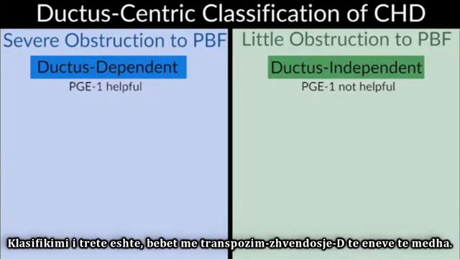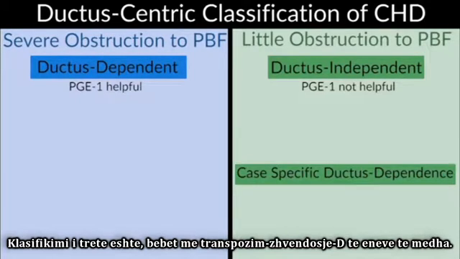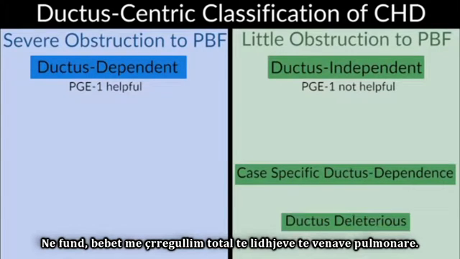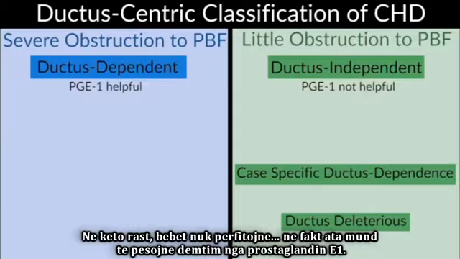The third classification are babies with transposition of the great vessels. Those babies may benefit from an open ductus, but not always. And finally, babies with a total anomalous pulmonary venous connection with obstruction. In those cases, babies neither benefit from, in fact, may actually have a deleterious effect from prostaglandin E1.